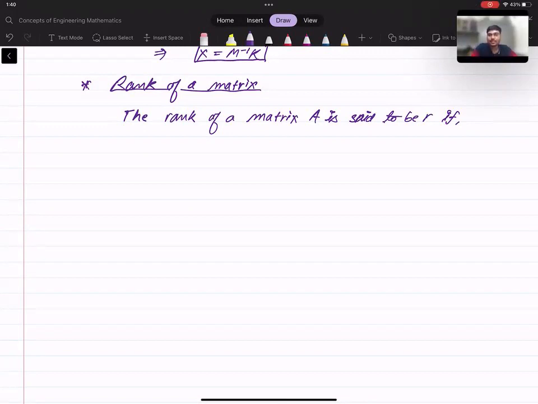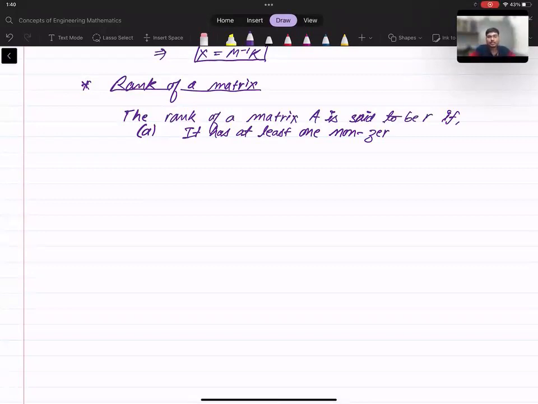It seems that this statement is very complex. So let us write it down that it has at least one non-zero minor. Okay, and matrix A may have several minors of various orders.